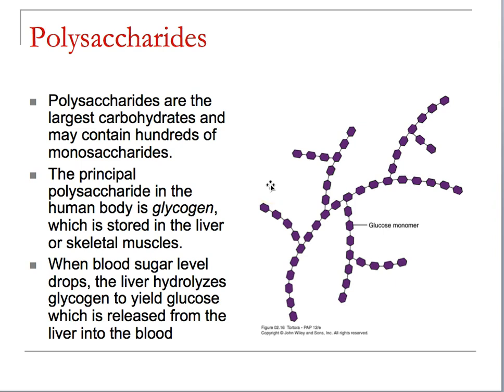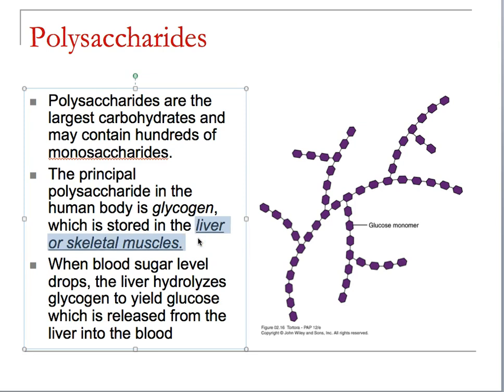Polysaccharides, the one that I gave you, of course, is glycogen, and it's stored inside the liver and skeletal muscle tissue. Okay. And when your blood sugar level drops, your liver is going to break that down. That's why they call it hydrolyzing it. It's a hydrolysis reaction to give you individual monomers of glucose, which will enter into your body.